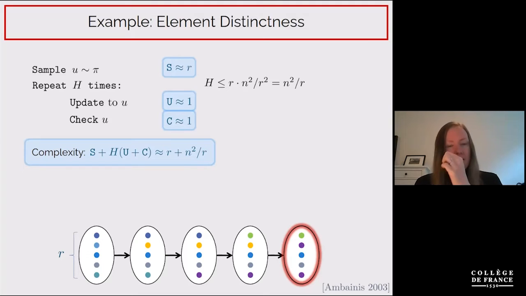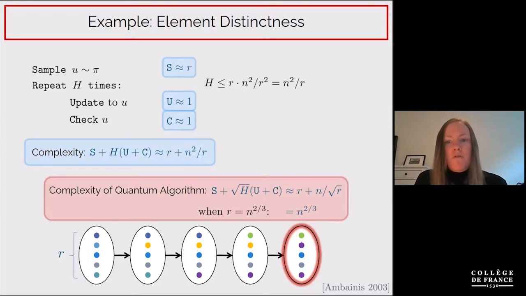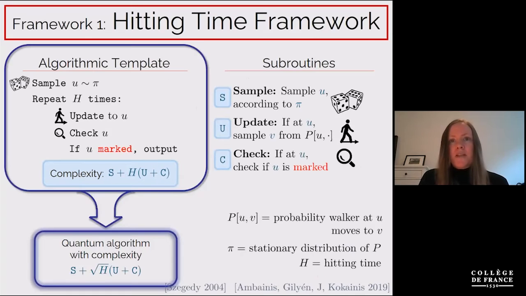However, when we use the framework to get a quantum algorithm, we have a square root over the hitting time, so we get this better complexity. And now the optimal value of R is n to the 2/3, and in that case, we get a quantum algorithm that finds a collision in n to the 2/3 steps. And that happens to be optimal for a quantum algorithm, and it's better than would be possible for a classical algorithm. A classical algorithm requires at least n steps. So using the framework, we were able to design this algorithm just by reasoning about a classical random walk algorithm and then applying this very useful tool. So this was the hitting time framework.